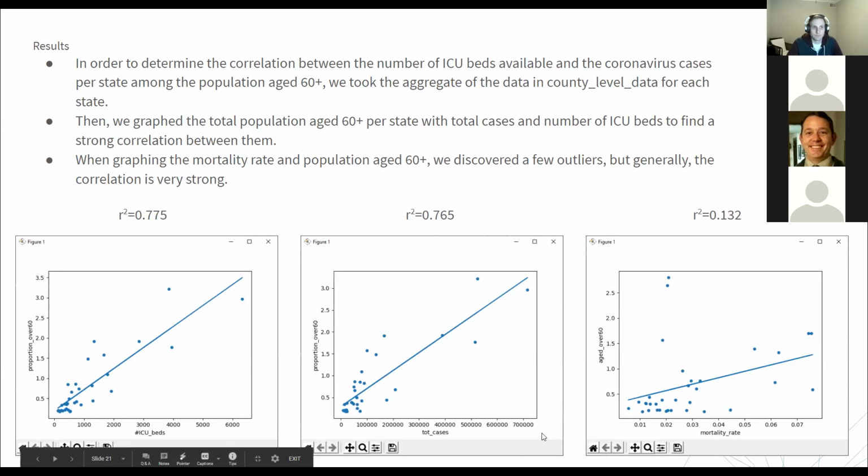Looking at the total cases, again, it appears that there's a positive relationship. As cases increase, the proportion of those over 60 also increases, and of course, so does the mortality rate, which is again expected. Here we've graphed age as a predictor of mortality rate. So we're looking at whether mortality rate can predict the proportion of those over 60.